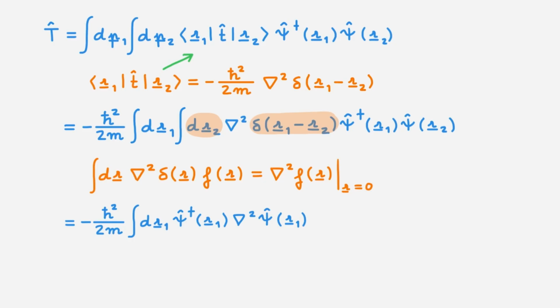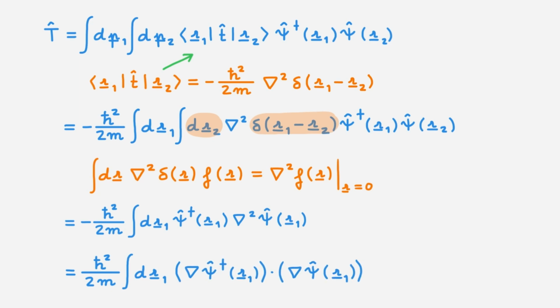As a quick note, we can use integration by parts to rewrite this operator in a more symmetrical form, where we have this prefactor, and then the integral over R1 of the gradient of the creation field operator, and the gradient of the annihilation field operator. I won't derive this final expression, but it literally amounts to using the standard formula for integration by parts, so it could be a good exercise for you.